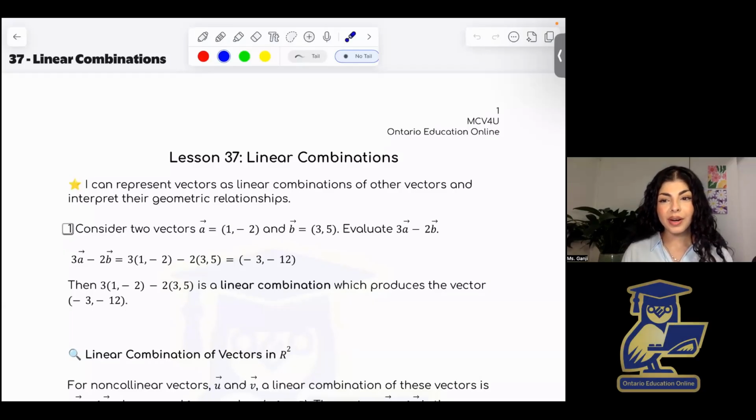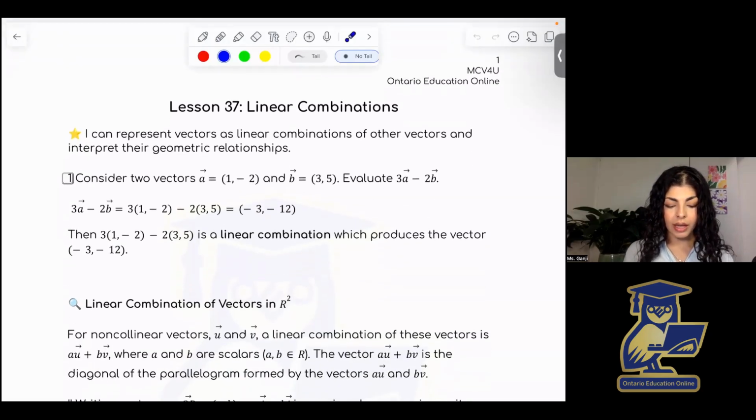Hello and welcome to our next lesson for vectors and applications. Today we are looking at linear combinations. So you're going to see how to represent linear combinations of vectors and also what they mean in terms of our R squared and R cubed, so our two-dimensional and three-dimensional space.